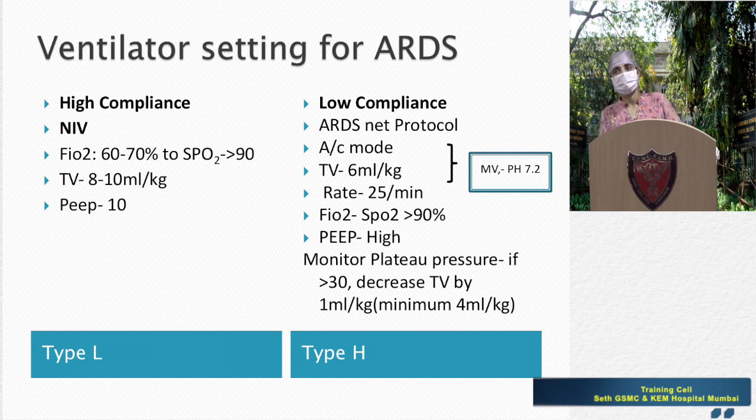FiO2 should be titrated to have a saturation of more than 85 to 90. PEEP should be high. Monitor your plateau pressures, they should be less than 30. If they are more than 30, decrease the tidal volume by 1 ml per kg. Minimum up to 4 ml per kg can be set.